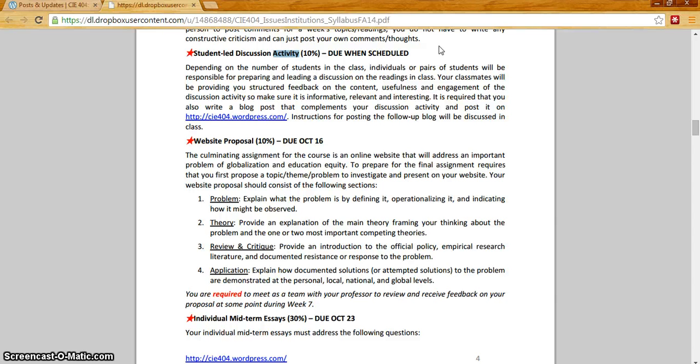Right? So a couple things. You have to devise an activity. It has to be relevant to the readings, and there has to be a blog post that I'm going to say precedes it on the website. Okay?